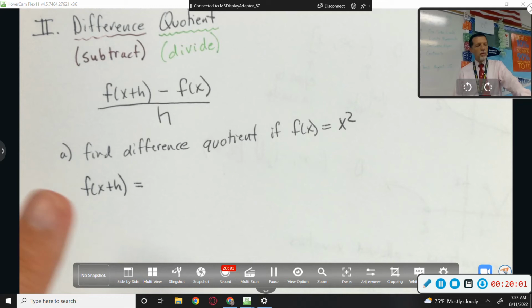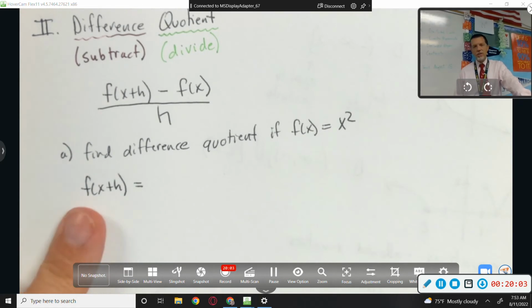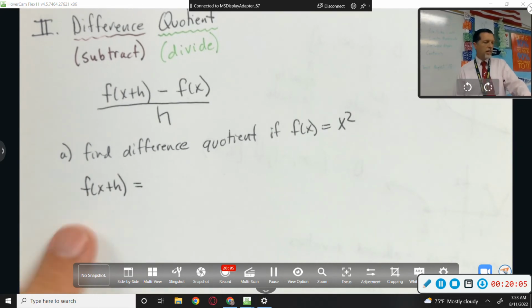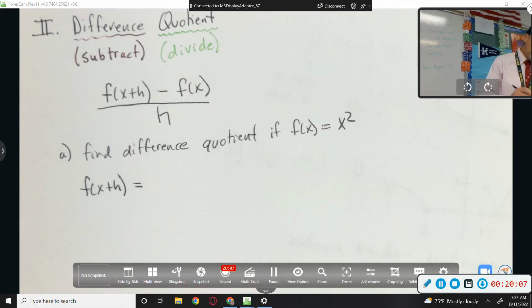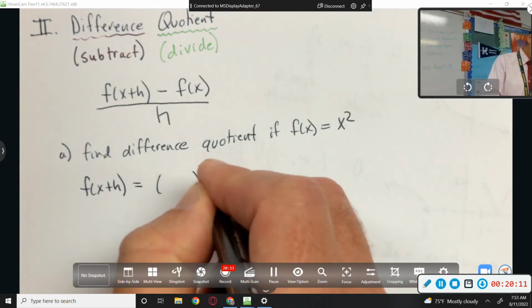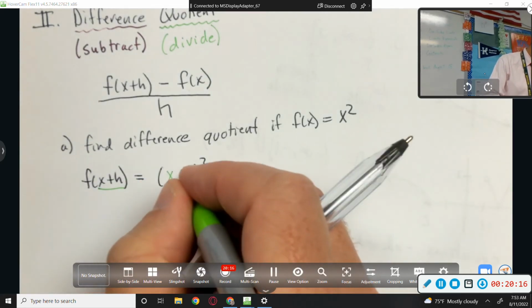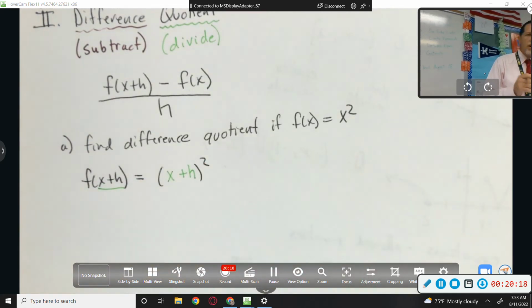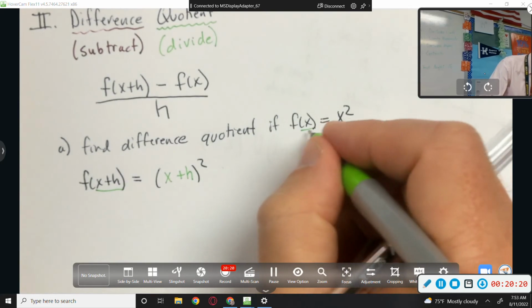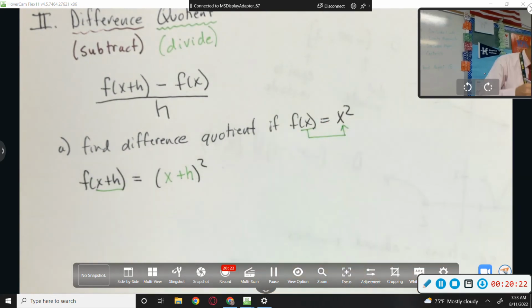And you might remember we did that a couple times yesterday, so this isn't completely new. We've done that a little bit. So f of x plus h means I need to square x plus h. Right? Because whatever's in parentheses is the input to the other side.